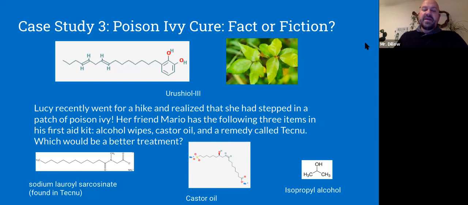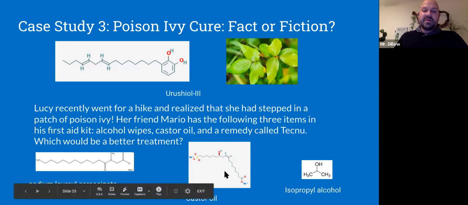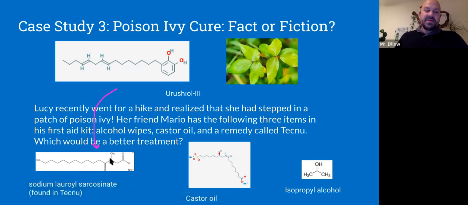All right, another case study we looked at was poison ivy. What would be the most similar in a very similar way, this material, soil laurelate carcinoate, but it's commonly known as Technu. It's a poison ivy remedy.